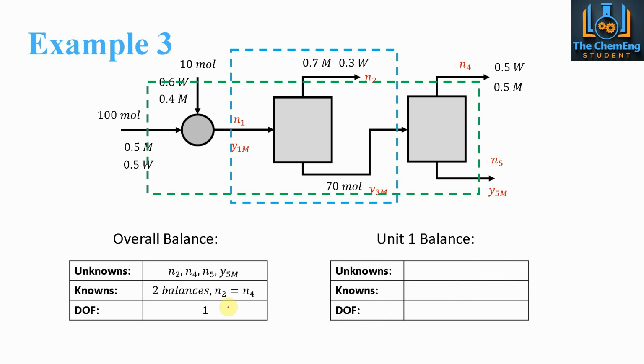Now let's take a look at unit 1. So we'll do the balance around here. So the number of unknowns this time is we don't know what the flow rate is coming in. We don't know the composition coming in. We don't know the flow rate of the top product, and we don't know the composition of the bottom product. So we still have 4 unknowns. Now we can perform 2 balances because we have 2 species. So we can do a species balance on each. And that tells us that our degree of freedom this time is 2. So this is even worse than the overall balance.